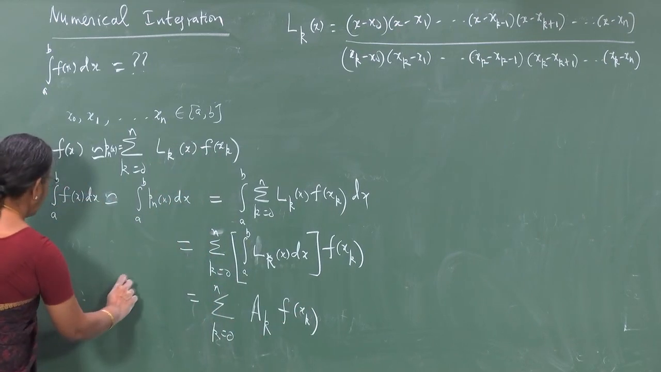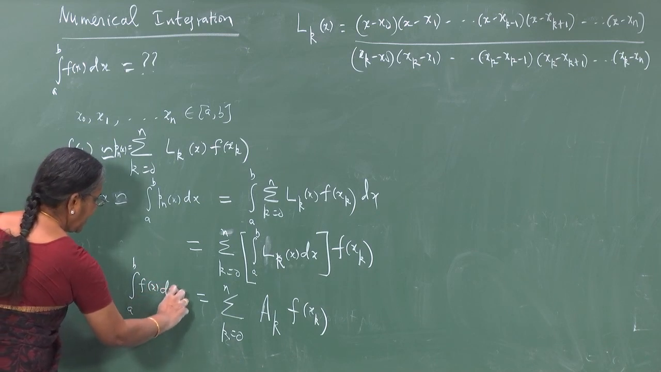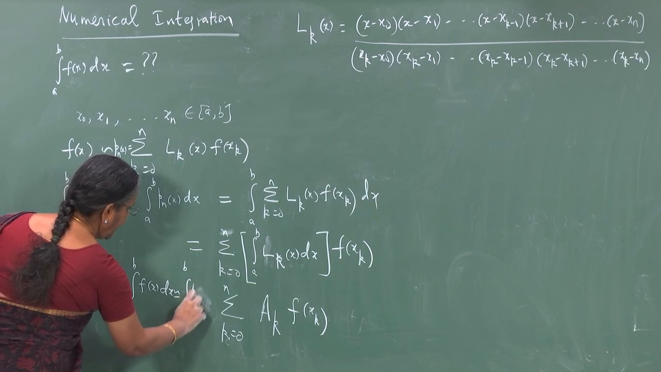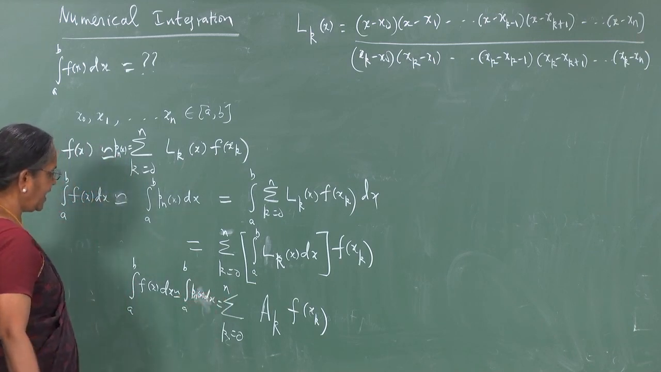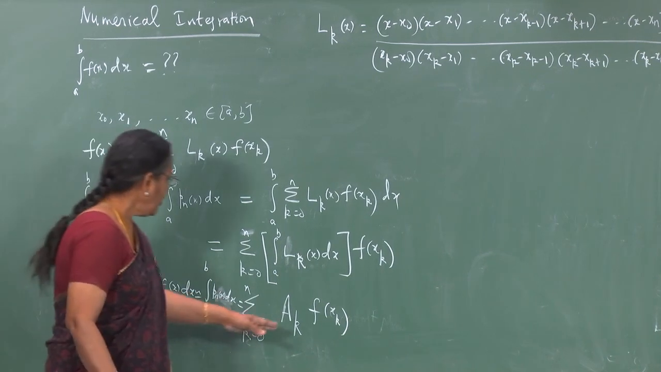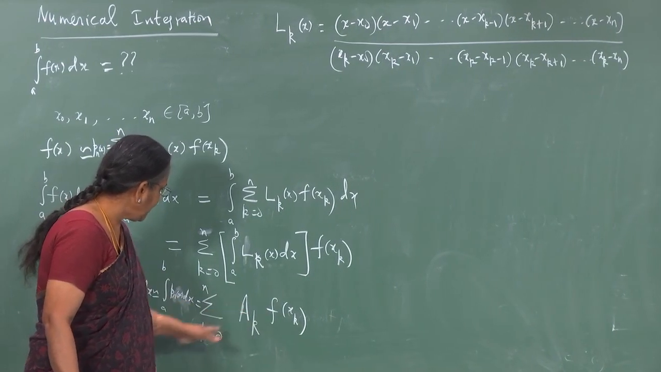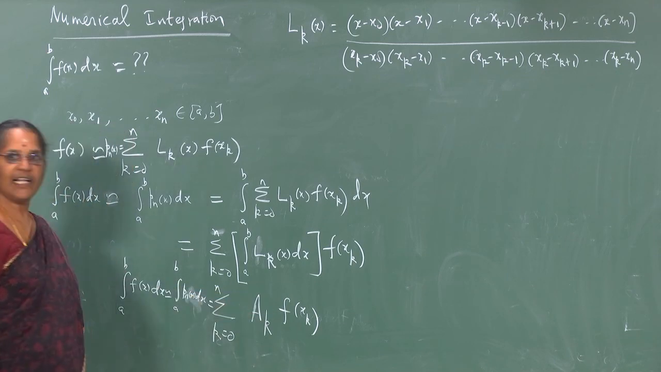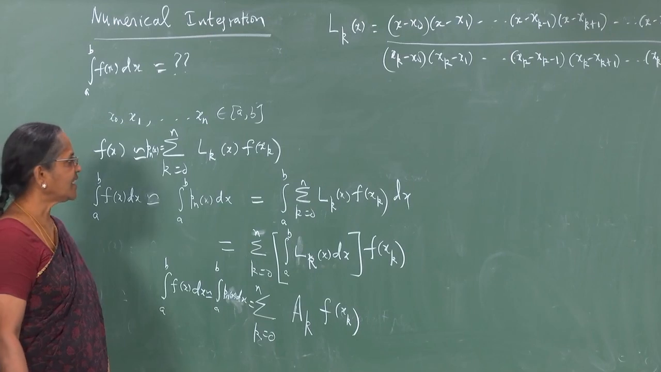So, we have integral a to b f of x dx to be approximated by integral a to b Pn of x dx, which is equal to sigma k equal to 0 to n a k f of x k. So, find out a k and then take this sum from k equal to 0 to n of a k f of x k, that will give you an estimate of integral a to b f of x dx.